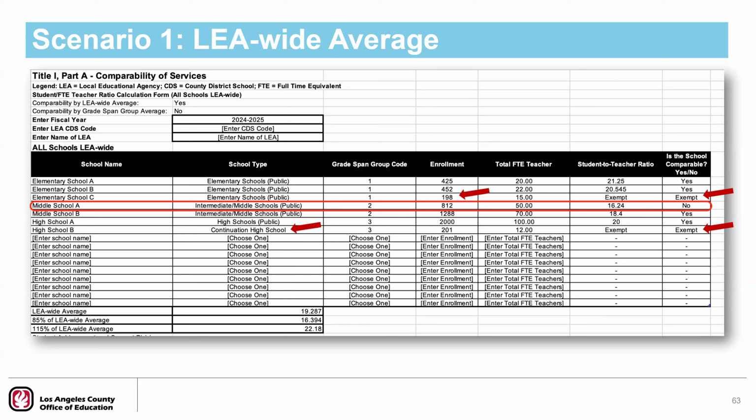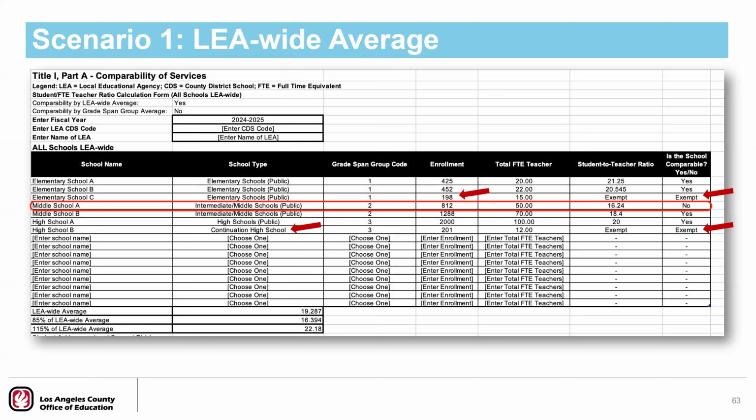So here's an example of a completed comparability form based on the LEA-wide average. In this example, you can see in the last column that middle school A is not comparable. So in this case, you would try the other option, which is the grade span group average. And so as mentioned, the calculation forms are in Excel format. And so once you enter the information in the LEA-wide average tab, it will auto-populate that same data for each school into the grade span group tabs. So you won't have to enter the information again.